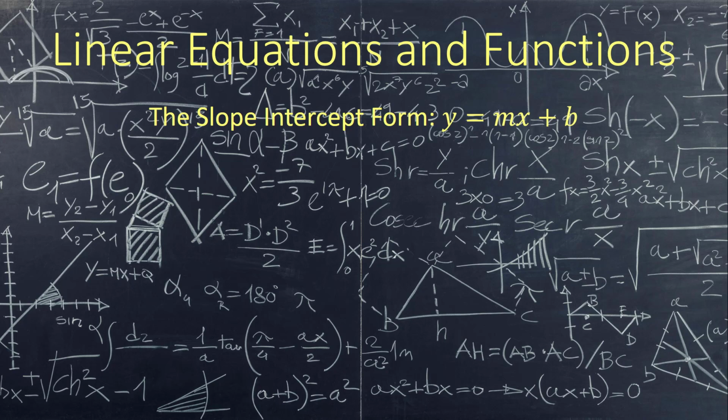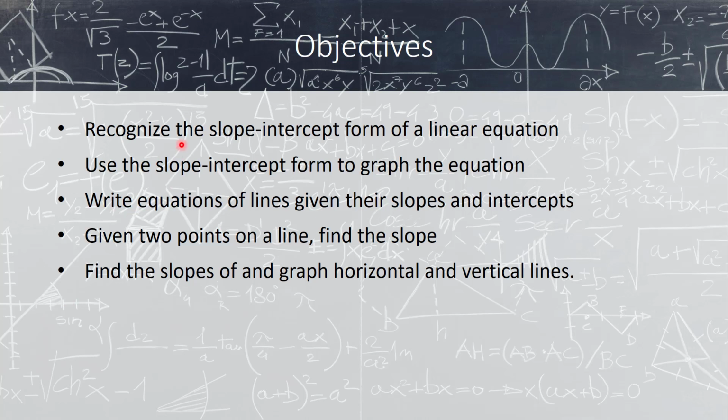Hi everybody, in this video we're going to cover section 3 of chapter 4, the slope-intercept form, y equals mx plus b. In this video we are going to recognize the slope-intercept form of a linear equation. We're going to use that form to graph the equation. We are going to write the equations of lines given their slopes and intercept, and yes, you'll never guess which form we're going to use.